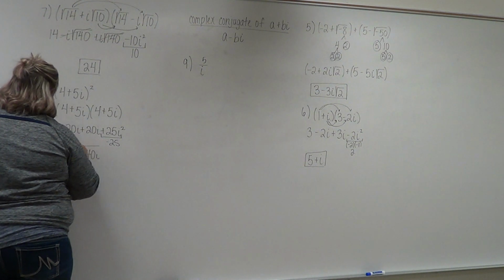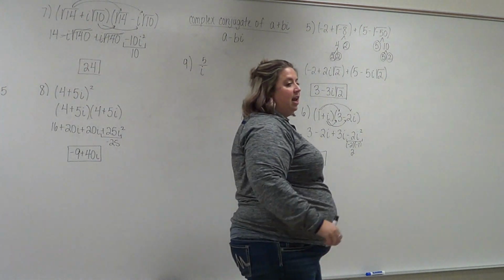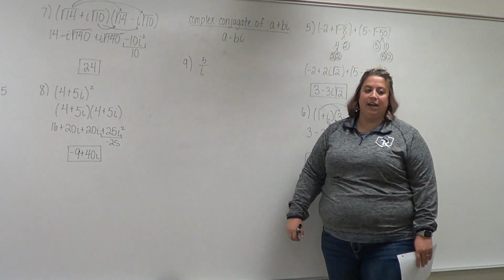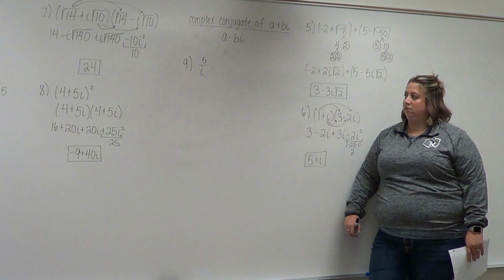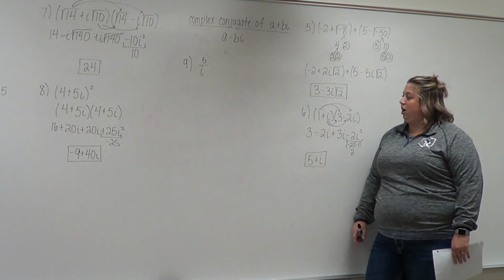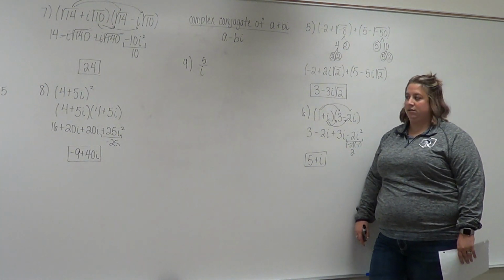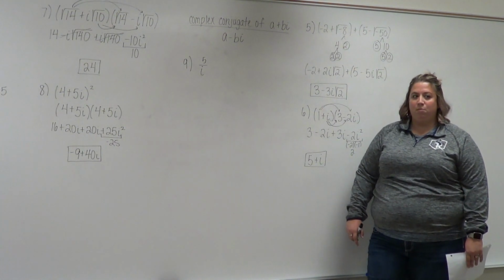Okay, you're done? It's close. Okay, you should have got negative 9 plus 40i. We got 35, so. Okay, so that covers multiplying. Is there any questions about multiplying?